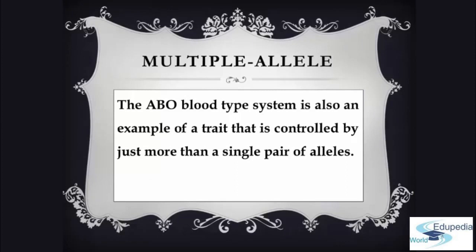Next is multiple allele series. The ABO blood type system is also an example of a trait that is controlled by more than a single pair of alleles. In other words, it is due to a multiple allele series. In this case, there are three alleles, A, B and O, but each individual only inherits two of them, one from each parent. This is the phenomenon of multiple alleles.